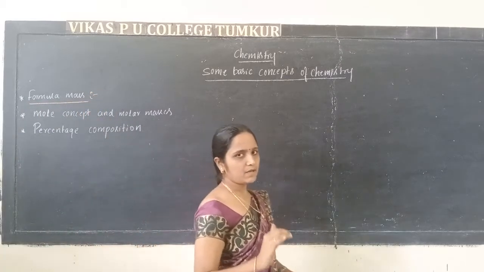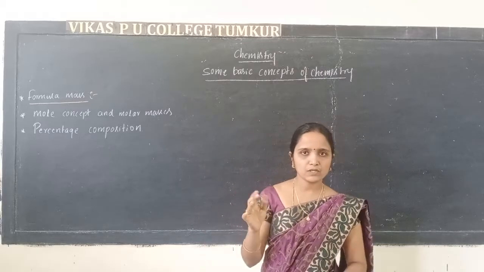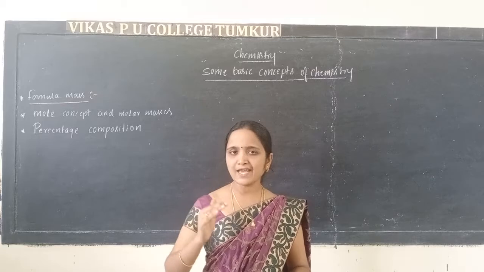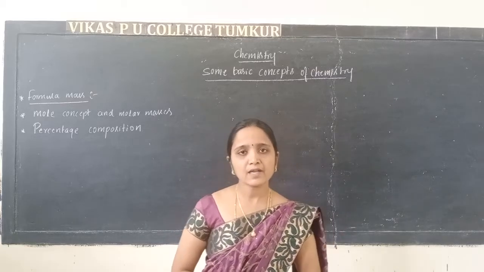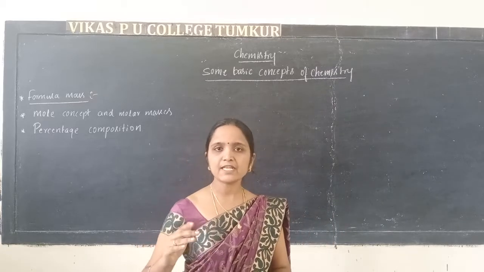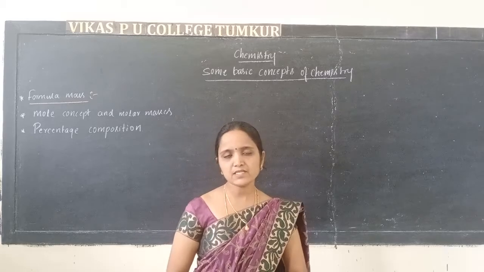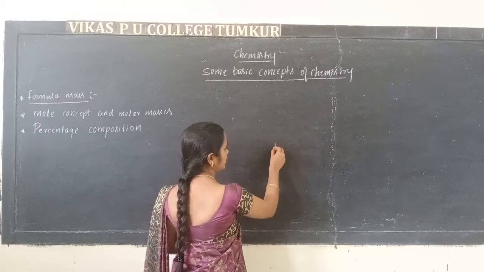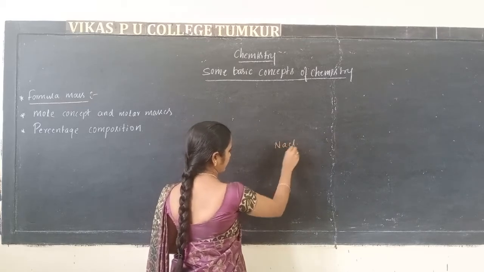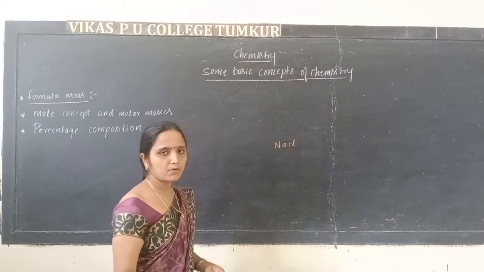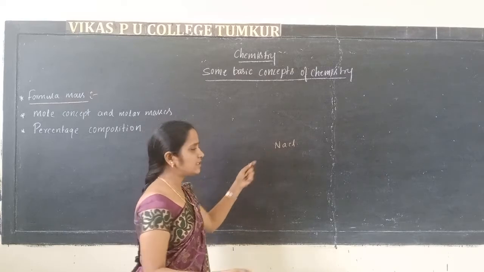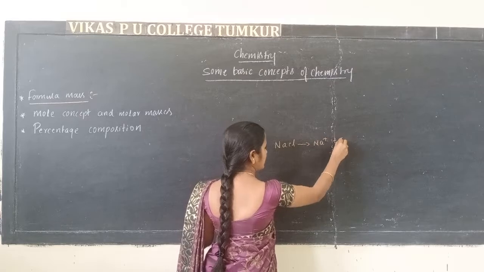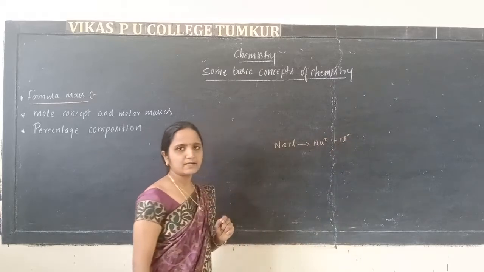Formula mass in an ionic compound. In an ionic compound, the cations and anions are arranged alternately in a regular pattern. An example of an ionic compound is sodium chloride. In this, the cation is the sodium ion and the anion is the chloride ion.